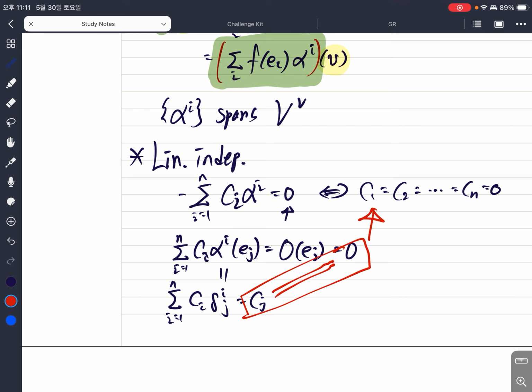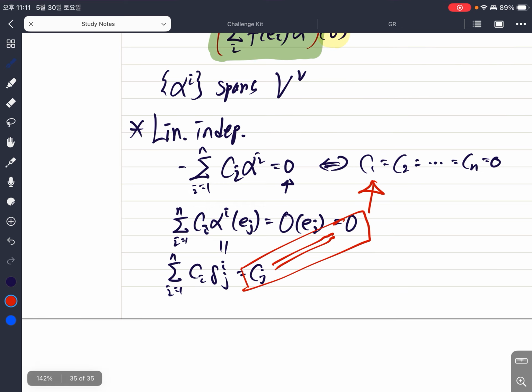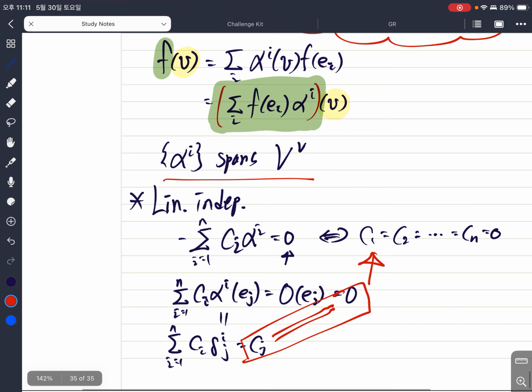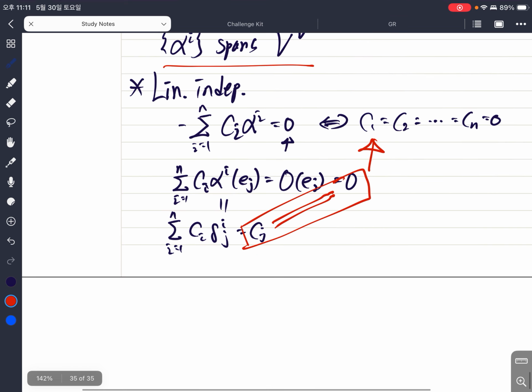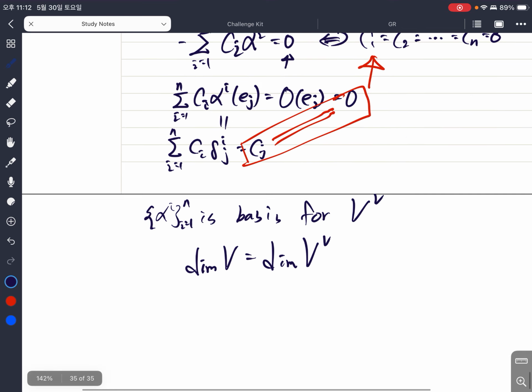And the reverse direction is also true. So it is linearly independent. So we show that alpha spans V* and they are linearly independent. So we can conclude that alpha^i is a basis for V*, with i from 1 to n. Because the number of basis elements is just n, we can also find that dim V is dim V*. This is also true. And this alpha is called the dual basis.